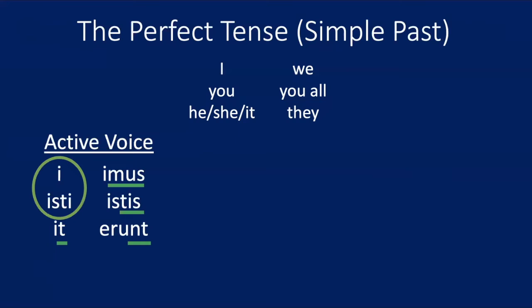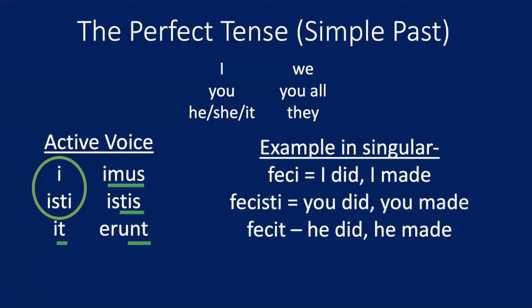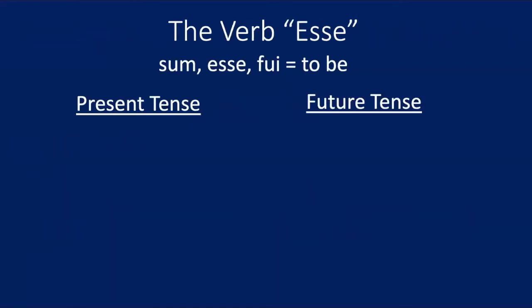I'll give you an example over here with singulars. Very common verb here, facere, which is to do or to make. So feci, I did, or I made. Fecisti, you did or you made. And fecit, he did or he made. And that's really all we need to know about conjugating.